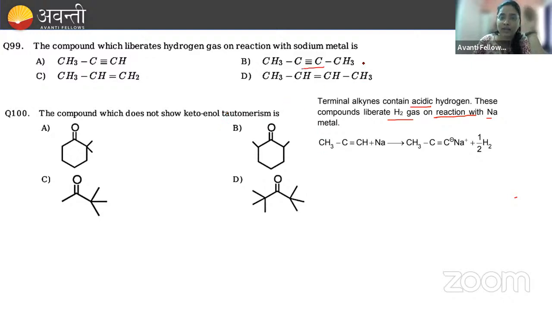So यहाँ पे terminal alkynes है क्या? नहीं है. ये तो alkene है, ये भी नहीं है. यहाँ पे भी alkene है, ये भी नहीं. This is what, terminal alkyne. So this is going to liberate the hydrogen gas when it reacts with sodium metal. So our correct answer will be option A.